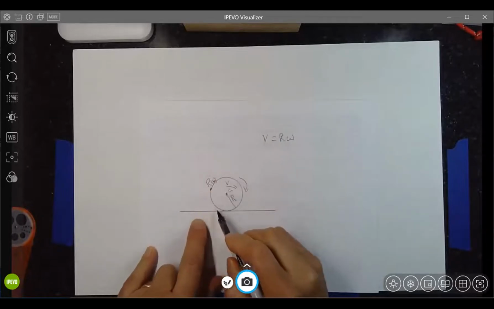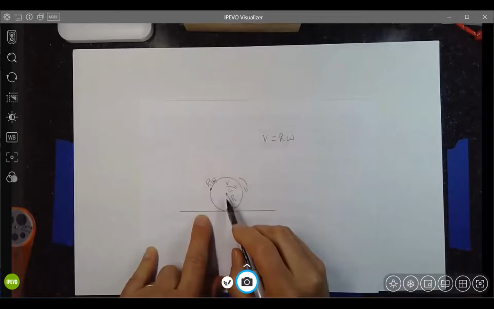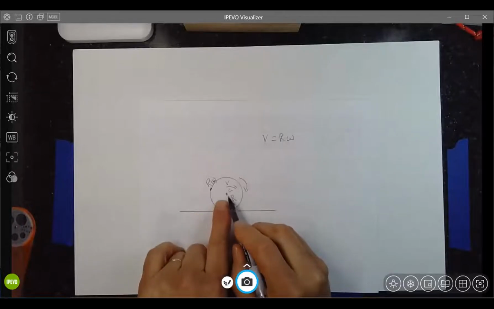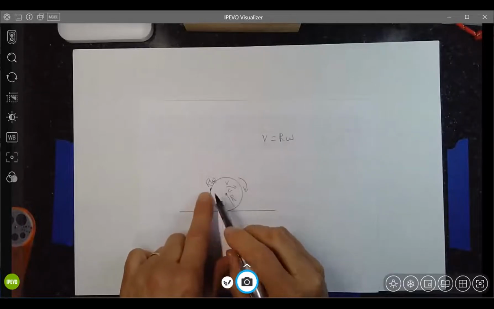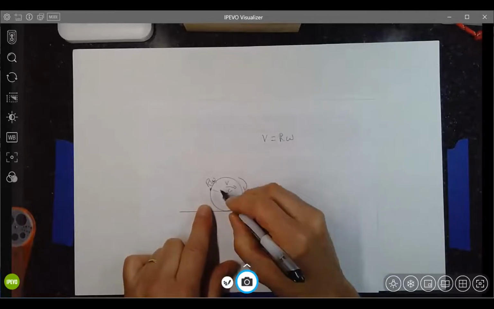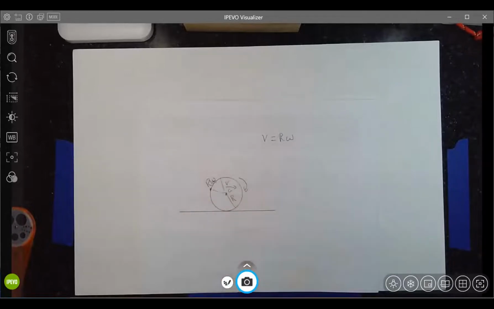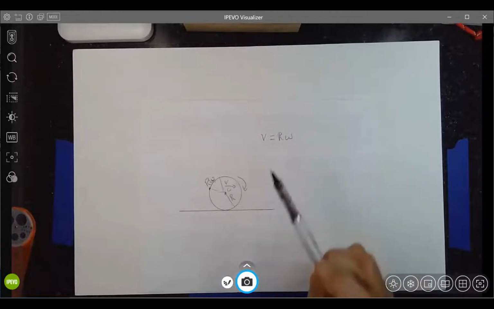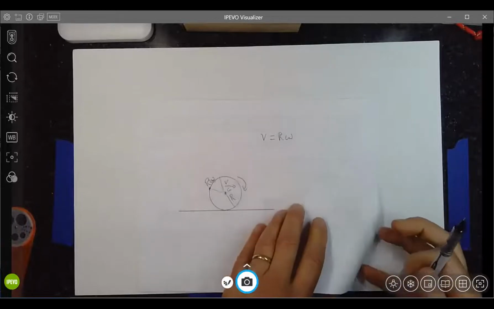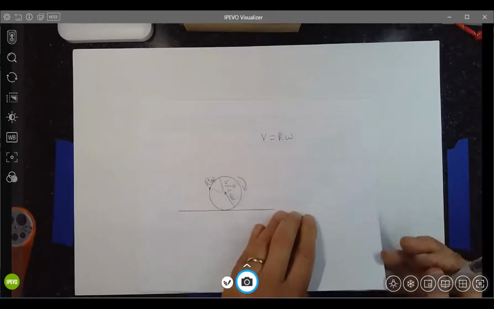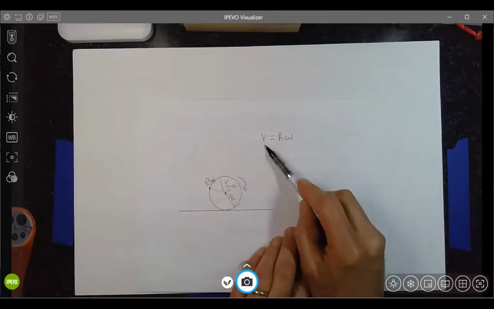The velocity with respect to the Earth, you'd have to add the velocity of the center of the wheel to that velocity, which is constantly changing direction as it's moving along there. So it's a little more complicated, but that's something that comes out of something like this. So if I go, and this is the velocity of the center of the wheel.